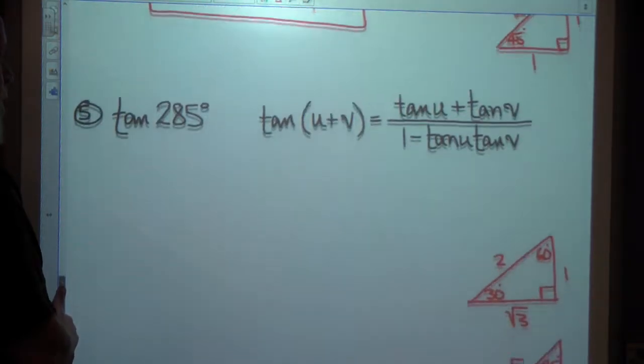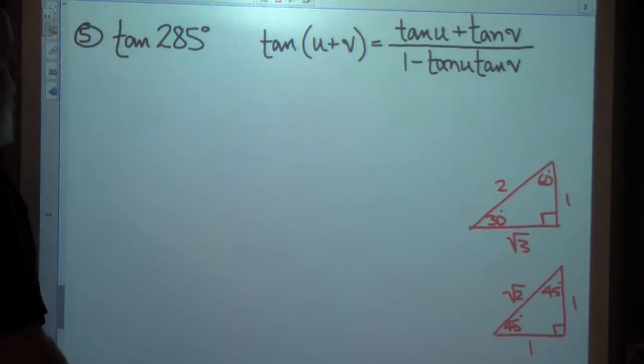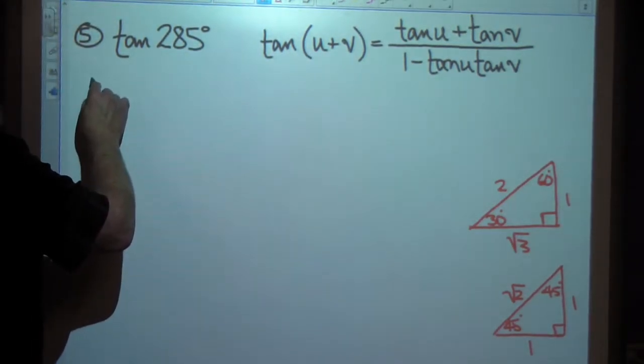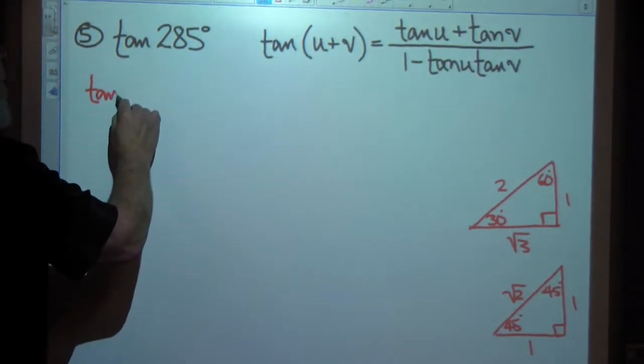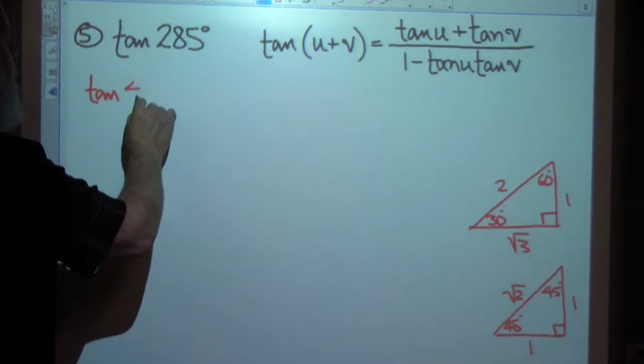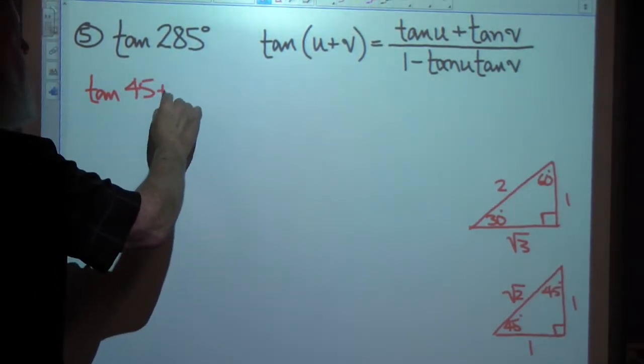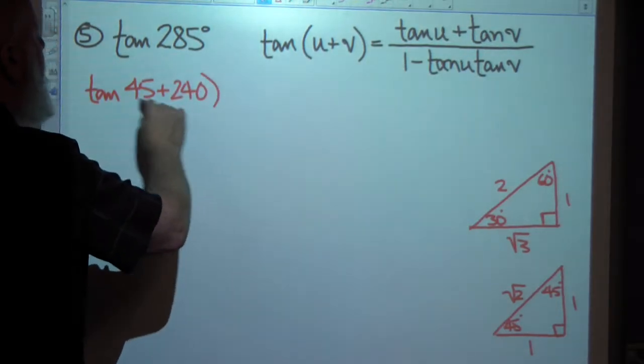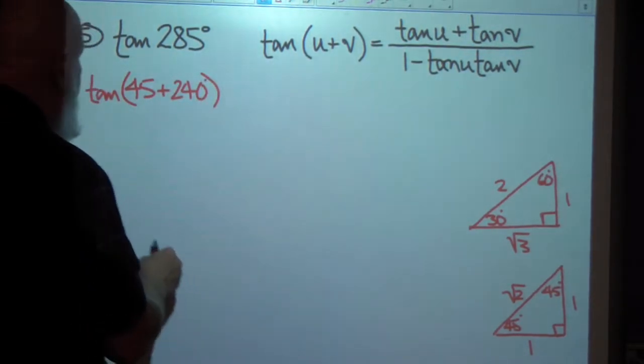Moving onward through the fog. We're going to use the tangent function this time. 285. This one ends in 5 again. So I'm going to say, well, that's the tangent of 45 plus, what is that, 240? And I want to find the reference angle for 240.